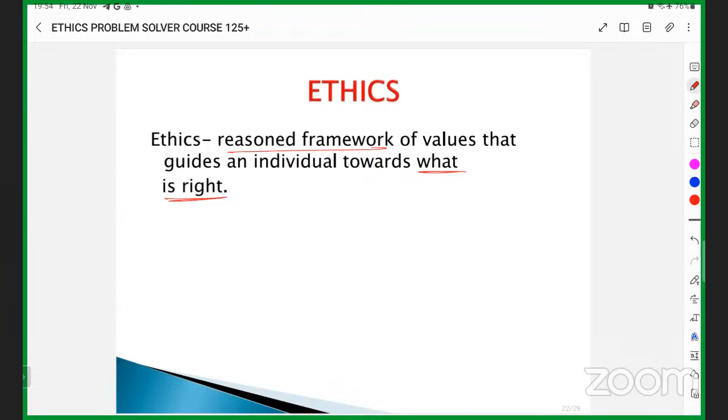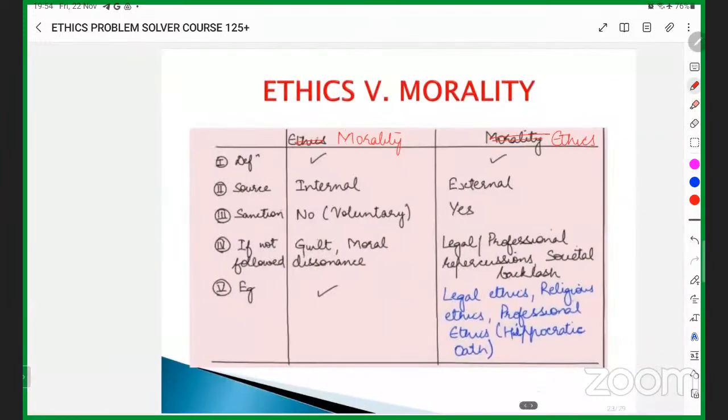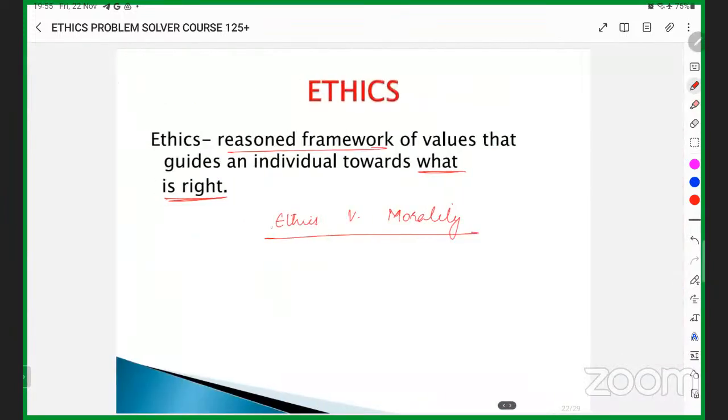So one of the debates that probably we'll be doing tomorrow is the debate between ethics and morality. We have a table ahead, but just a brief introduction to this debate. Can anybody give me an example where a certain act is ethical, but at the same time it is immoral?